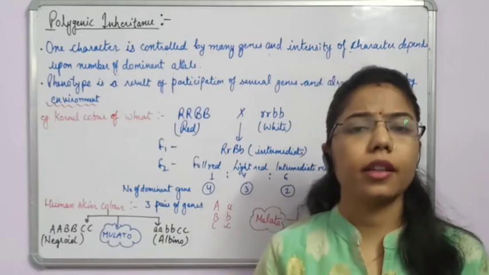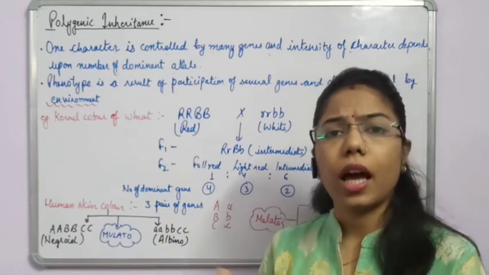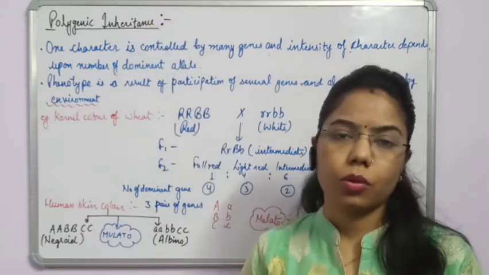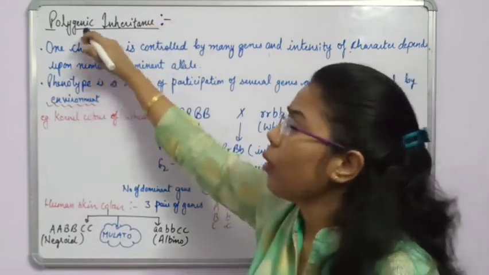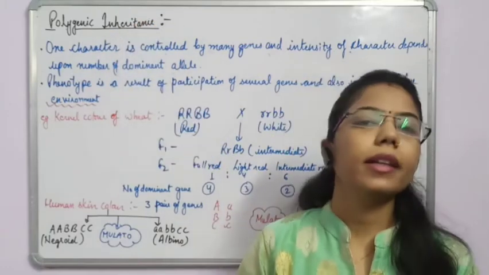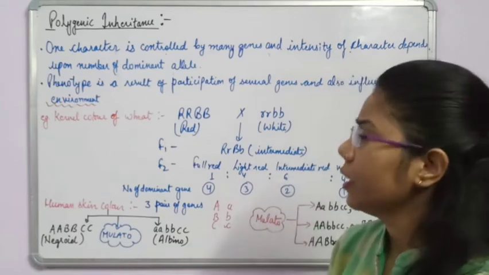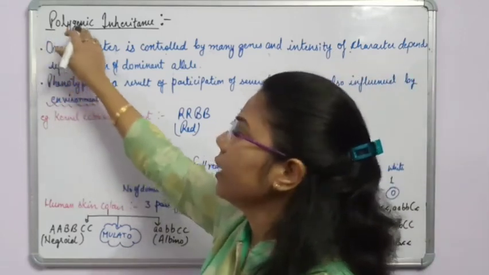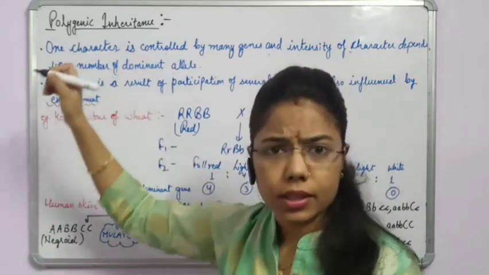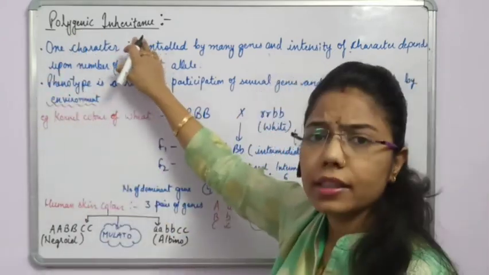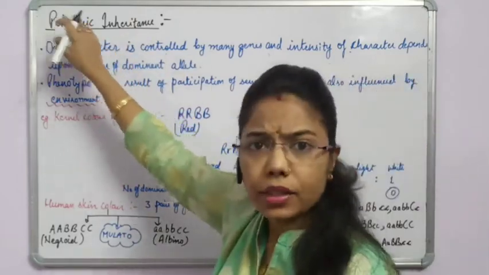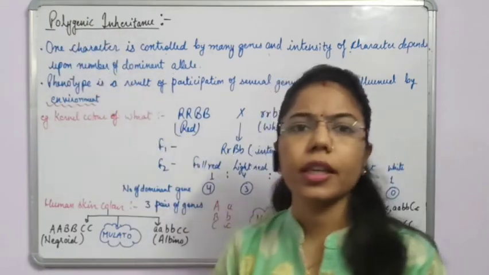कैसे किसी कैरेक्टर का ट्रांसफर पेरेंट्स से उनके आने वाली जनरेशन में होता है, उसी को हम क्या कहते हैं, इनहेरिटेंस. So here we are talking about polygenic inheritance. Before that we have done Mendelian inheritance, right? So here if you see this word polygenic, poly means many and genic means genes. Whenever the inheritance or the character is controlled by many genes, it is known as polygenic inheritance.